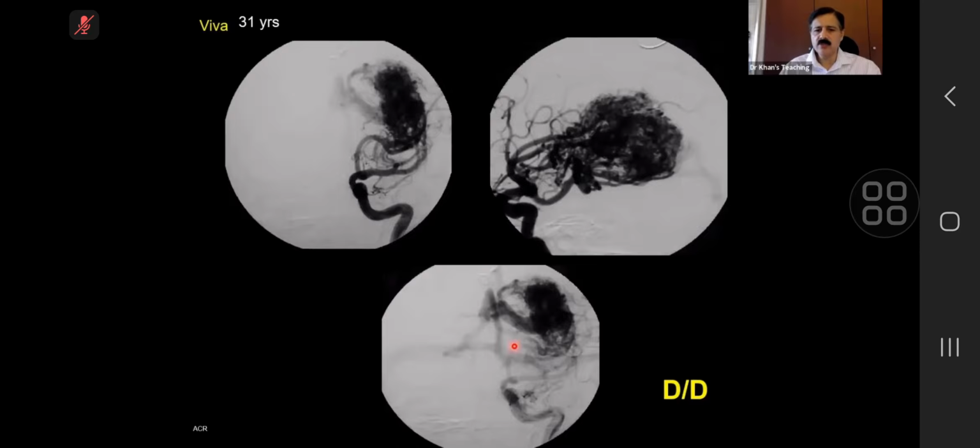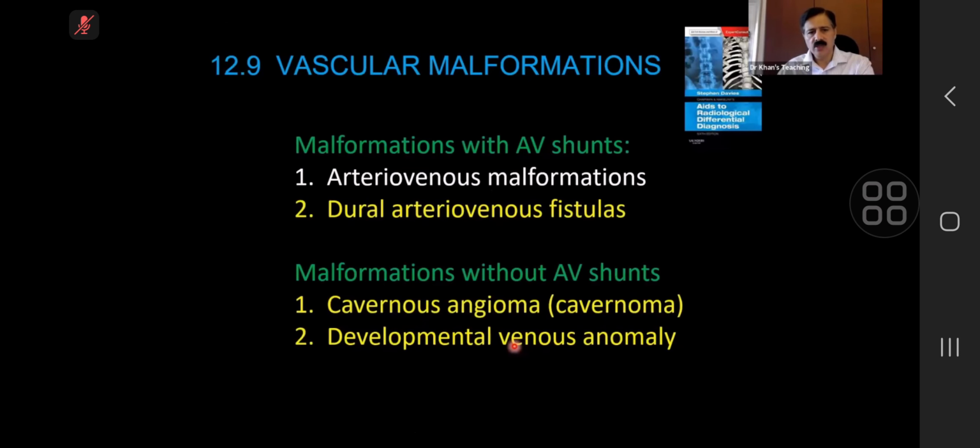So initially, this might be a second film, but they will show you a subtle appearance on a non-enhanced CT. You pick it up and then they take it further. Let's stop here, and I'm going to give you a break now. It's a 5-minute break. And after the break, we will start from here.